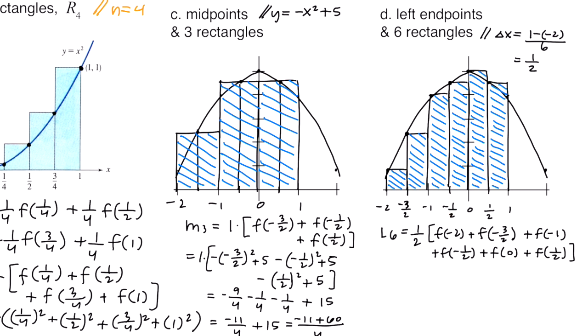But what we don't use is the 1. So when we're plugging in these x values, you'll notice we don't have f of 1. And again, that's because we're using left endpoints. At this point, we're going to take -2, plug it into this function, then take -3/2, plug it into this function, and so on. And you end up getting 89/8, or 11.125.